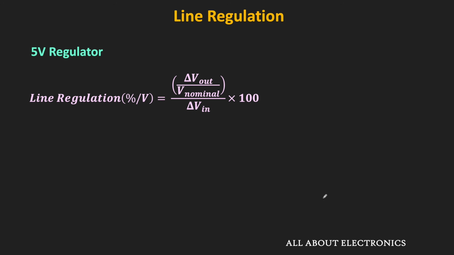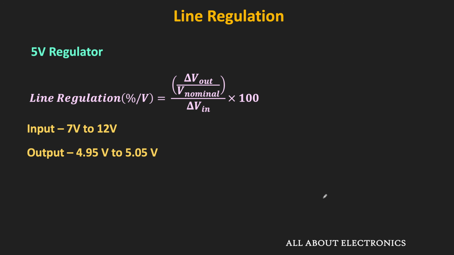So this line regulation in the percentage per volt is defined as the change in the output voltage that is normalized to the nominal voltage divided by the change in the input voltage. And for the percentage, it is multiplied by 100. So once again, let us take one example, and through that, let us find out the line regulation in percentage per volt for the same 5 volt regulator which we have seen earlier. So we have seen that for the earlier 5 volt regulator, the input voltage was varying from 7 volt to 12 volt, while the change in the output voltage was from 4.95 volt to 5.05 volt.